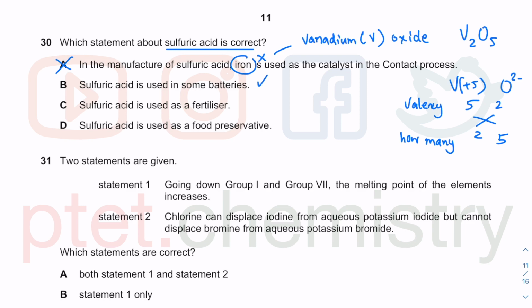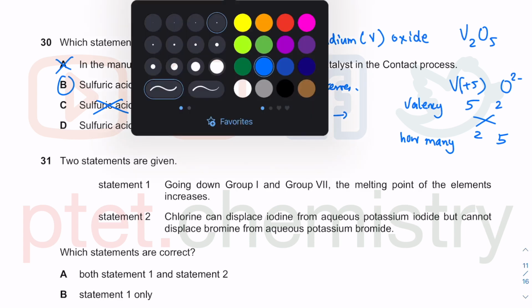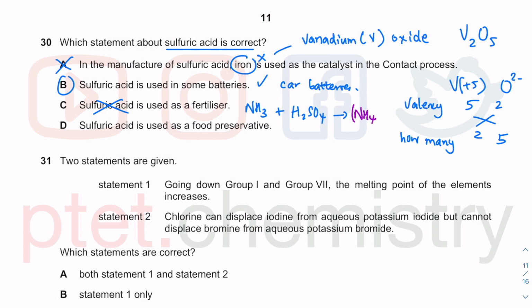Sulfuric acid is used in batteries. That is true, especially for car batteries. And that means the other two must be wrong. We don't use sulfuric acid as a fertilizer. We can react sulfuric acid with ammonia. NH3 plus sulfuric acid can give you ammonium sulfate, (NH4)2SO4. You have NH4+, and that's going to replace the H+ in the acid. When you replace the H+ in the acid, you are going to get a salt. So you do need 2 of these ammonium cations, and you do need 1 of that sulfate anion in order to balance out the charges.